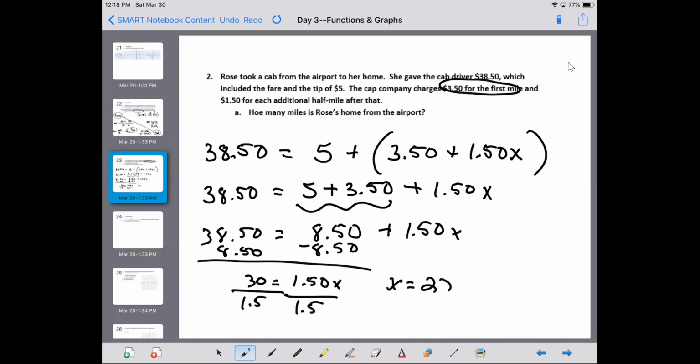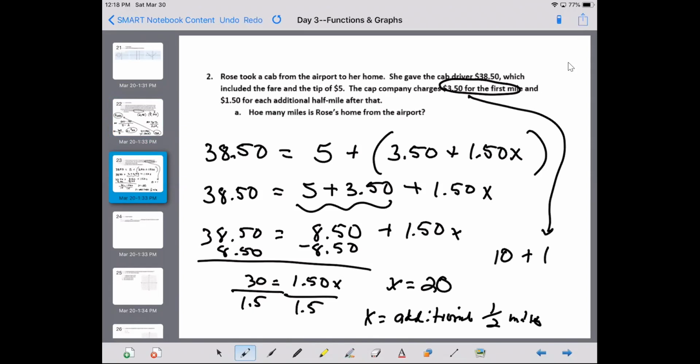Now remember what x represents. x represents additional half miles. So if there's 20 half miles, then there's going to be 10 full miles plus the 1 that she was charged for, that $3.50 for that first mile. So 10 plus 1, you're going to get 11 full miles from the airport.